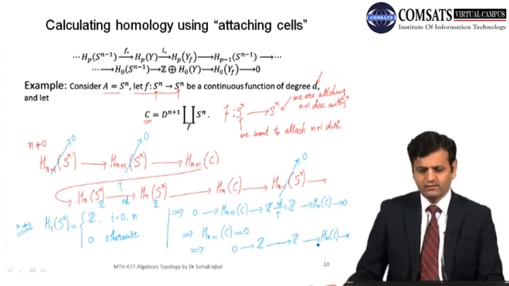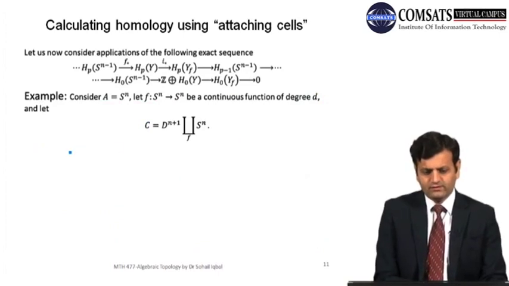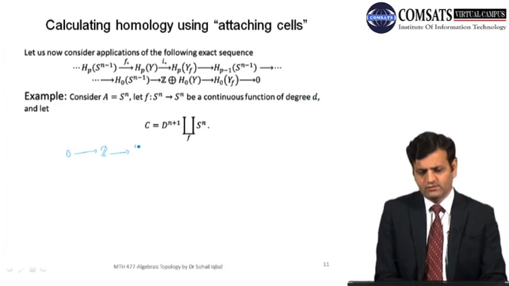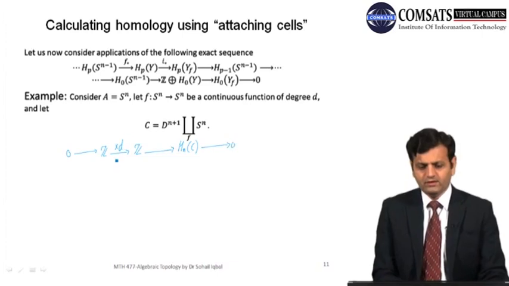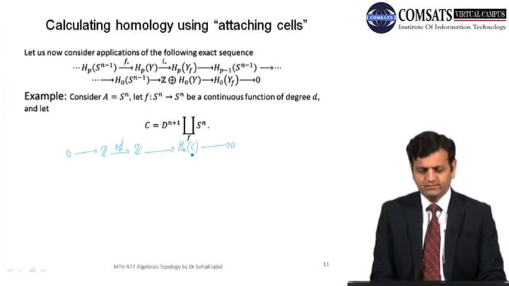Okay, now we have the following sequence, basically it's a short exact sequence, Hn C to 0, and this map is basically multiplication with d. Okay, now let's calculate this Hn C using this map.